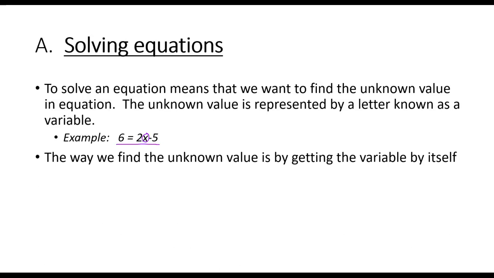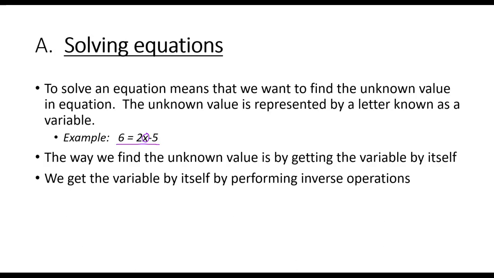The way that we find that unknown value is by getting the variable by itself. So I would like to get rid of this 5 here and this 2 somehow. And if I do that, I can find out what x is equal to. I know what 2x minus 5 is equal to. 2x minus 5 is equal to 6. But I want to know what just x is equal to. So I need to get rid of the 2 and the 5. We get the variable by itself by doing what's called inverse operations. And that's just a fancy way of saying doing the opposite.